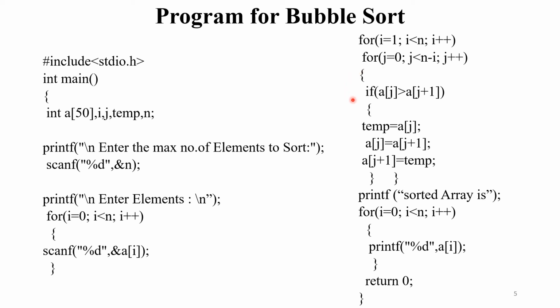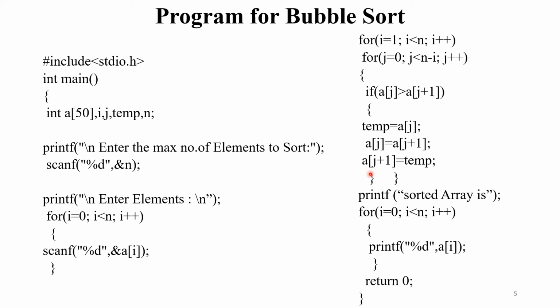Okay. The next condition is if a of j is greater than a of j plus 1. A of j means the first value and a of j plus 1 means the second value. So here if the first value is greater than the second value, then we exchange, which means swap the two values. The second value is moved to the first index and the first value is moved to the second index. To exchange these two values, we use swapping.